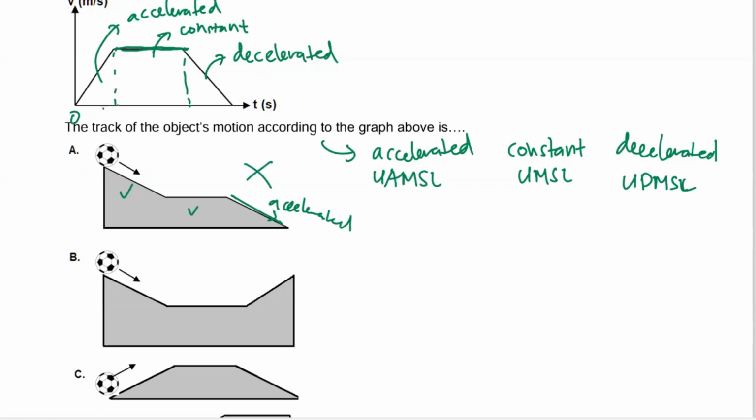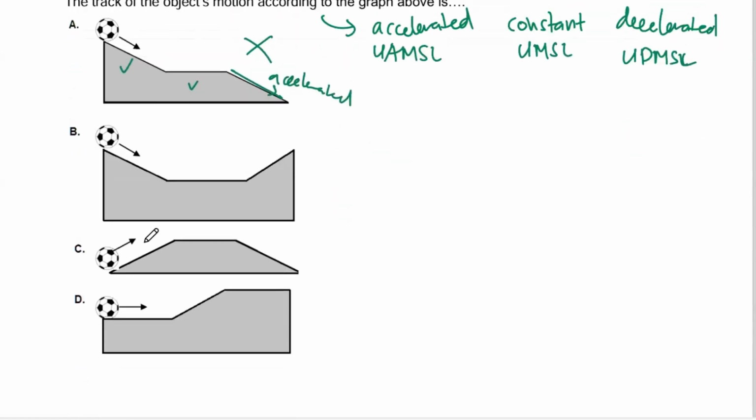That's not the option. Let us check B. The one that accelerates is the ball moving down, so this is accelerated, constant, and going up, decelerated. So the answer is B. If this one, it's decelerated, constant, and then decelerated. If this one, constant, decelerated, constant.